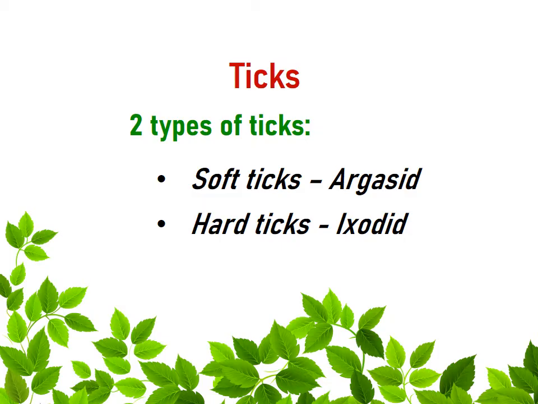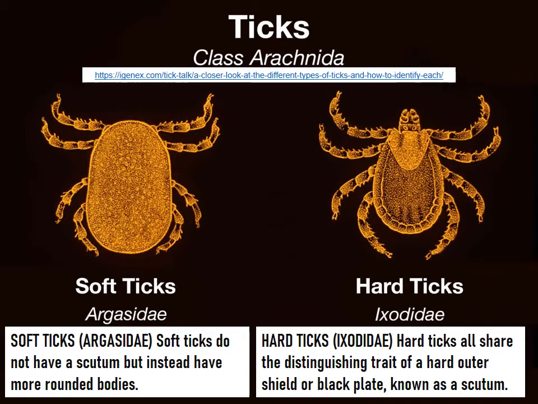In the next few slides, we'll be talking about ticks. There are two types of ticks. One is the soft tick, which is called the argasid, and the second one is the hard tick, called the ixodid. In this slide, you will see the diagram of the soft tick and the hard tick. The soft tick comes from the family Argasidae, and the hard tick comes from the family Ixodidae.